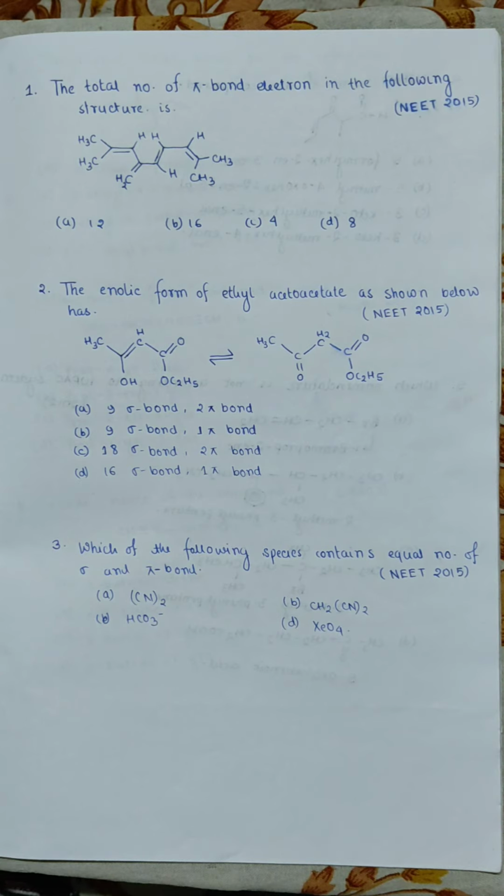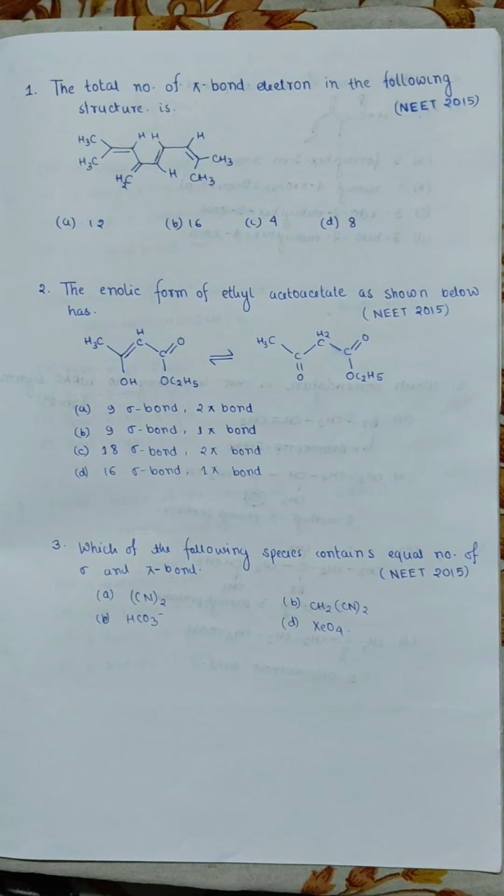So one pi bond contains 2 pi electrons. So here in this structure we have 1, 2, 3 and 4 pi bonds. So as 1 pi bond is equal to 2 pi electrons and this structure contains 4 pi bonds, so it has 8 pi electrons and the correct answer is option D.